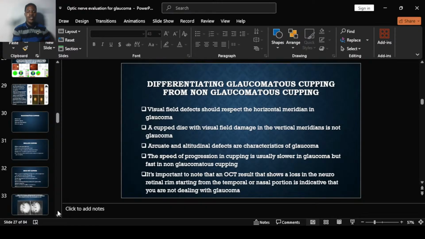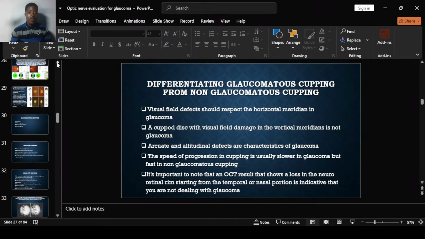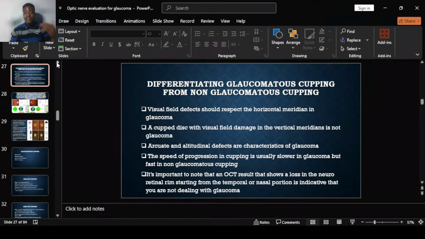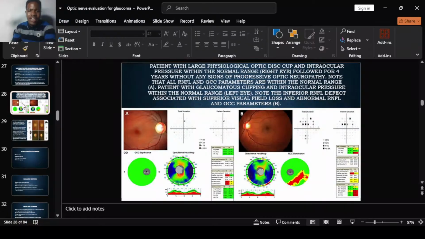The speed of progression in cupping is usually slower in glaucoma, but fast in non-glaucomatous cupping. So glaucoma is a progressive loss in vision, but when we see a quick progression, we know we are not dealing with glaucoma but a non-glaucomatous form of cupping. So it is important to know that an OCT result that shows a loss in the neuroretinal rim starting from the temporal or nasal portion is indicative that you are not dealing with glaucoma. I've said this before, but it's important that we say it again. In glaucoma, it usually begins with the inferior and the superior fibers before the temporal and the nasal fibers are affected. So let's look at this picture.